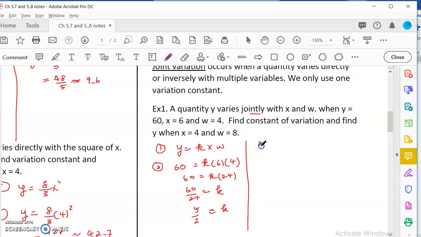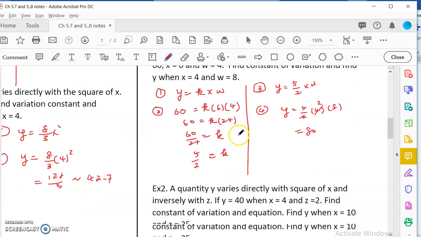Okay, and then the third step is you always put the constant back into the equation. You say y equals 5 over 2 times x times w. So whenever you give me x and w, I can solve for y. If you give me y and x, I can solve for w. The fourth step is to find y when x is 4. So you will plug in 4 here, and w is 8. So this would cancel as 16 times 5 equal to 80. That's how you do the first example.